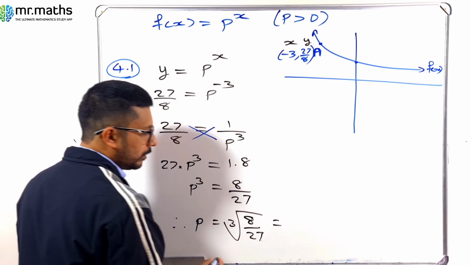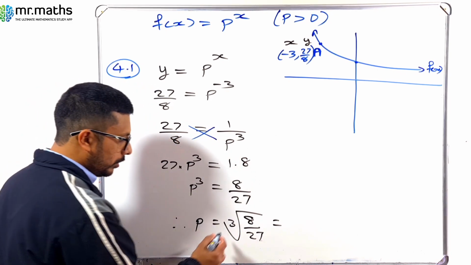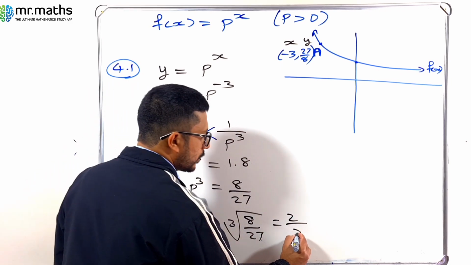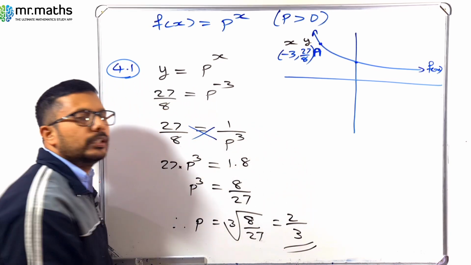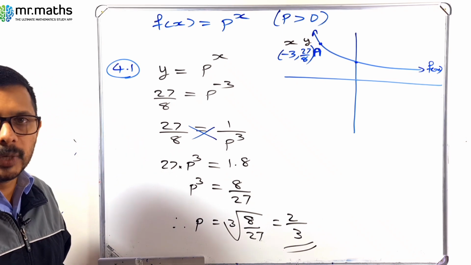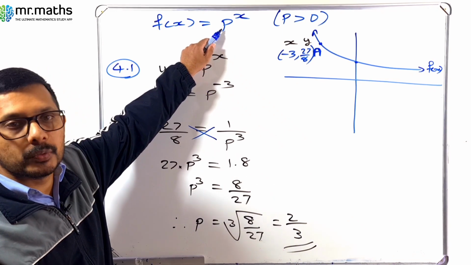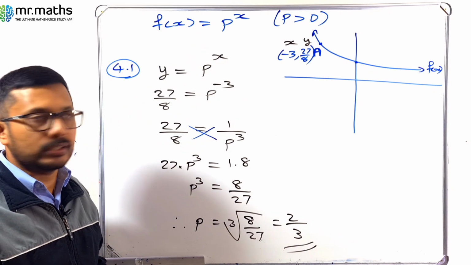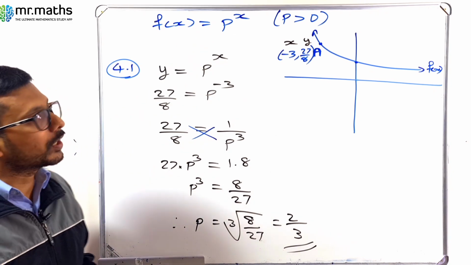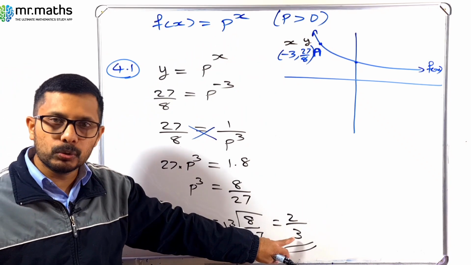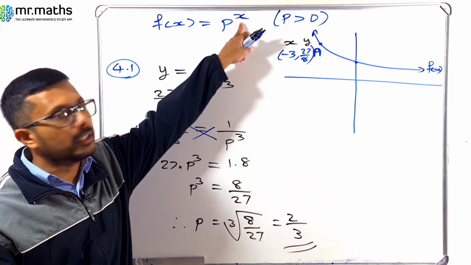Check in your calculator. Cube root of 8 over 27. Cube root of 8 is 2 and cube root of 27 is 3. So it means that the value of p is 2 by 3 or 2 over 3. So here the value of this p is 2 over 3. So now what is the equation of f of x? The value of p we got as 2 over 3. So 2 over 3 raised to x.